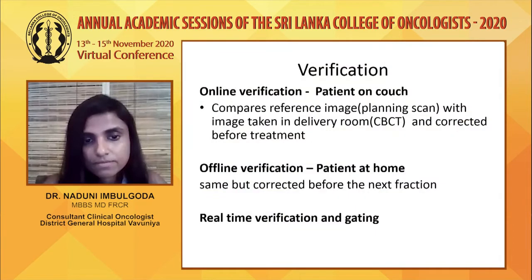Verification. There is online verification and offline verification. Online verification is done before delivery of treatment. So the patient is on the couch awaiting treatment delivery. It compares reference images, planning scans, with the image taken in the cone beam CT delivery room and corrected before treatment. Offline verification is when the patient is at home, but after treatment, we check before the next fraction whether the treatment is ready to go. And then there is also real-time verification with gating, which involves intra-fraction errors.